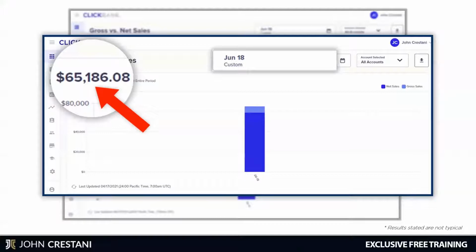I'll share how to get access to the best products, the best ads, and the best targeting here shortly. But look at this.